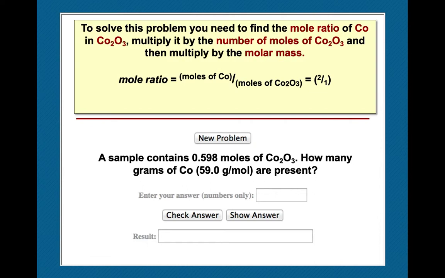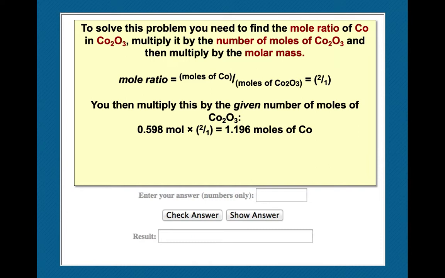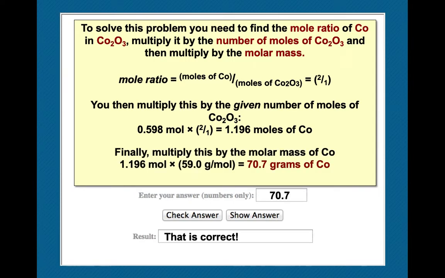All right. We have 3 moles of cobalt in every cobalt 3 oxide. Or 2 moles, I'm sorry. Our ratio here is 2 to 1. We have our given, which is moles. Multiply them together, we get moles of cobalt. We look up its molar mass, which is hidden by this, and we get 70 grams of cobalt.